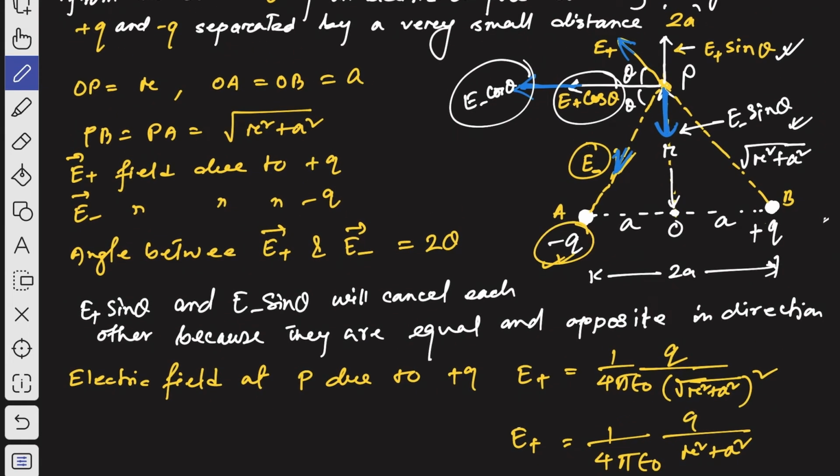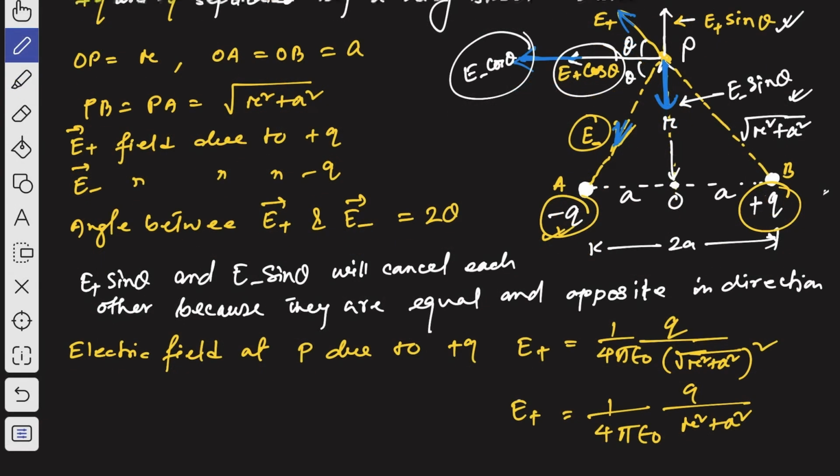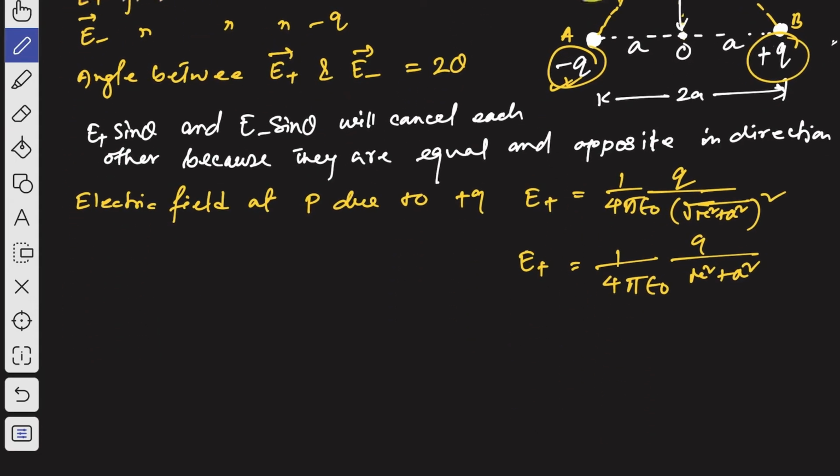Similarly, the charge on each pole is q, equal in magnitude but opposite in nature. So the field at P due to both charges must be equal. That means E negative and E positive must be equal. Okay, so the electric field due to minus q is also equal, right? That's what we will get.